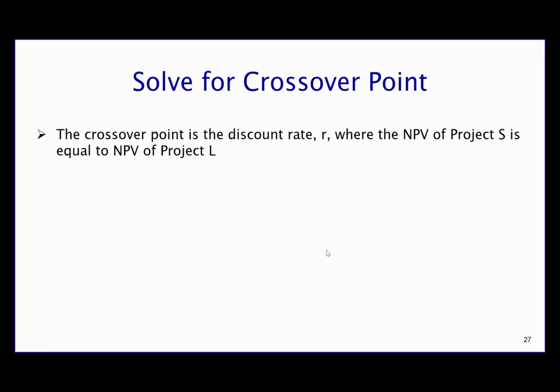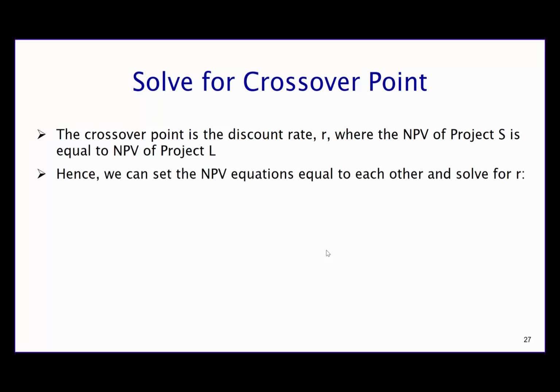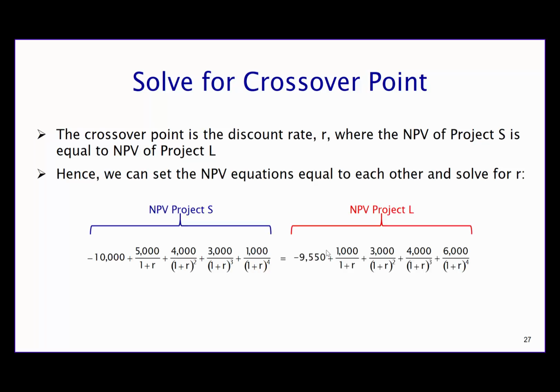All right, to solve for that crossover point, what you would actually do is set the NPV equations that are expressed as a function of r that we had written a few slides ago, and then solve for r. Here was the NPV expression for project S. Here's the NPV expression for project L, both expressed as a function of r.